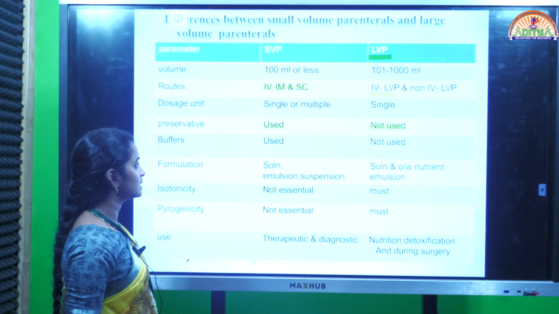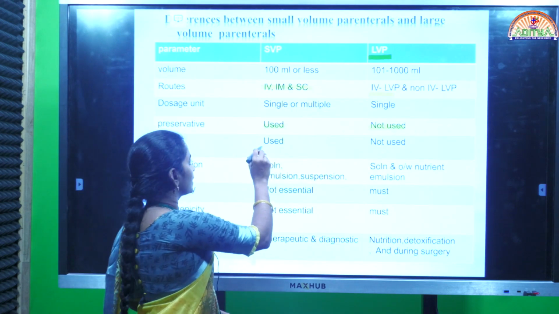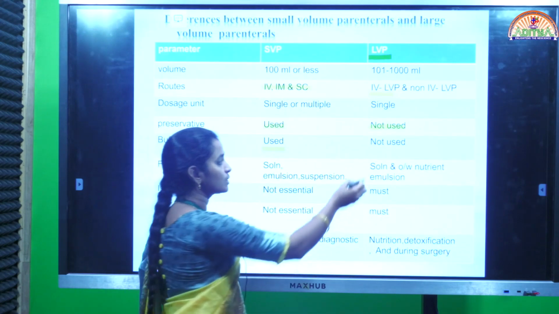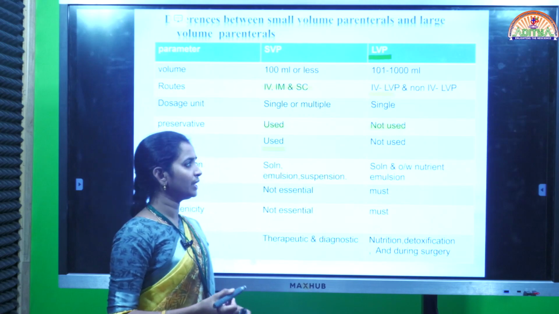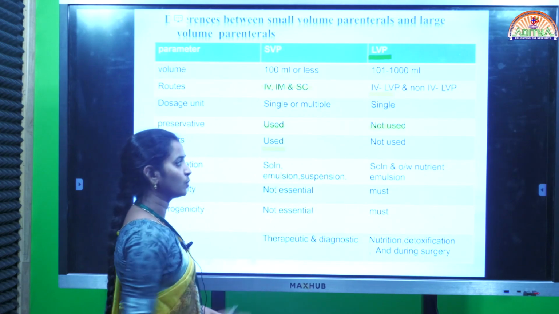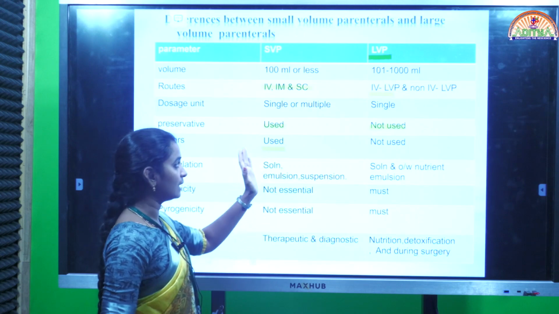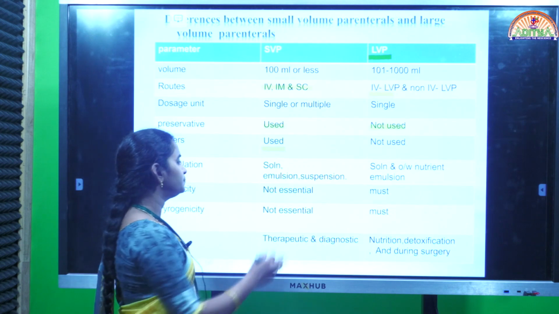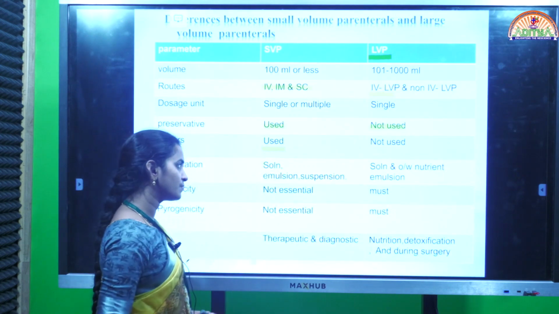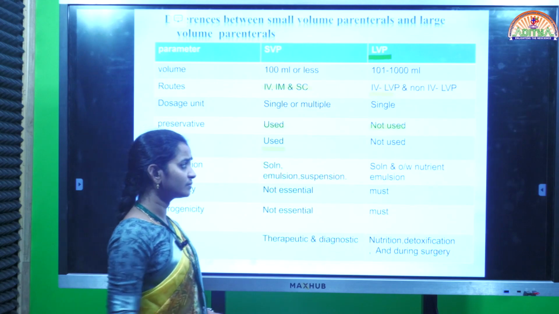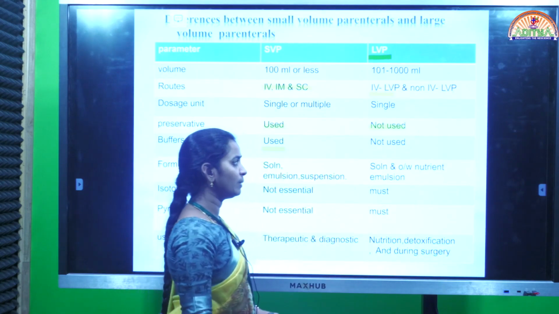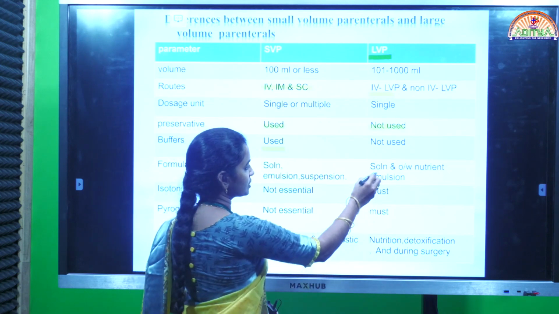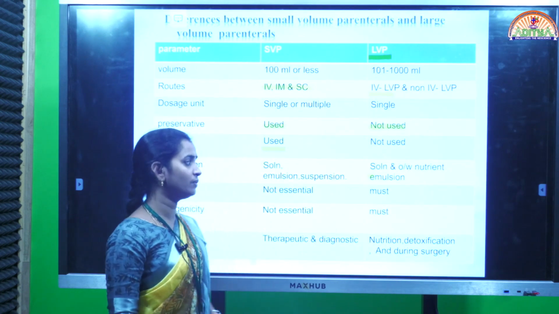And next one is buffers. In small volume parenterals there is definitely a requirement for the addition of a buffer, and in large volume parenterals, it is not used. So no need to maintain the pH in the case of large volume parenterals, but in small volume parenterals buffers are mandatory to maintain the pH of the dosage form. And next one, formulation. The injections are available in the form of solutions, emulsions and suspensions. I already said that large volume parenterals are either solutions, or sometimes nutrients, or sometimes emulsions; oil in water emulsions we can also use.